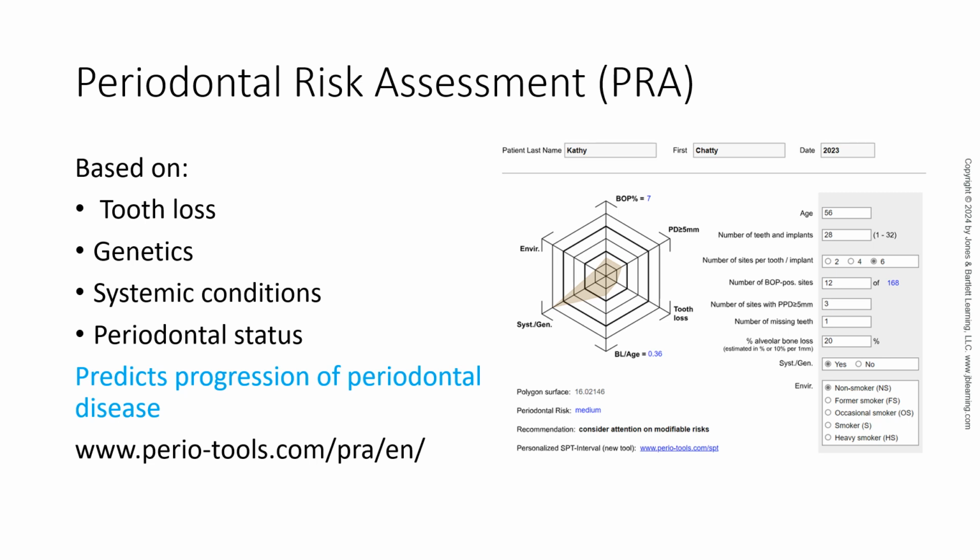And so what this does is it calculates everything for us based on that. So you can see here that she's got a medium periodontal risk, and the recommendation is to consider attention on modifiable factors. Now, she wasn't a smoker, but maybe she's got other factors there, like diet, that she can possibly change.